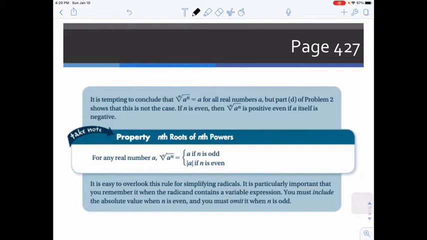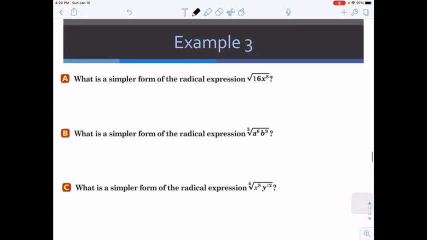It's easy to overlook this rule for simplifying radicals. It is particularly important that you remember it when the radicand contains a variable expression. You must include the absolute value when n is even, and you must omit it when n is odd. So for example 3, we have 3 parts, and we want to know what is a simpler form of each radical expression. For part A, we have the square root of 16x to the 8th. Part B is the cube root of a to the 6th, b to the 9th. And part C is the 4th root of x to the 8th, y to the 12th.